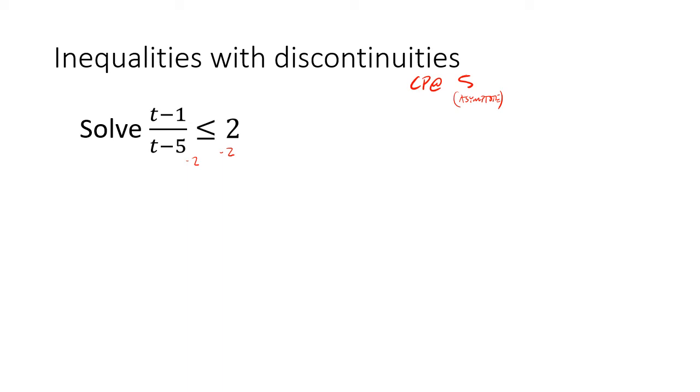So boom, put that there. Okay, now we're going to move the 2 over, and we'll be left with (t minus 1) divided by (t minus 5) minus 2 is less than or equal to 0. Okay, our relationship is set to 0 here, but this 2 is kind of weird.